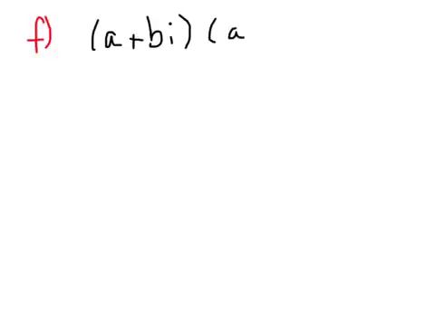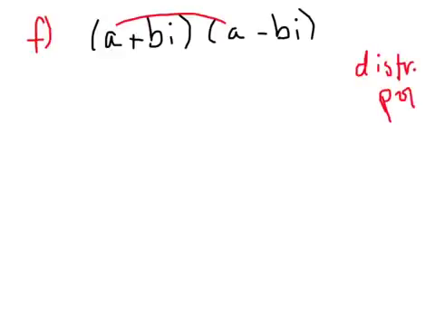Here, if we want to prove it, we're going to have to describe any complex number and its conjugate. So if I have the complex number a plus bi, its conjugate would be a minus bi. Now that's what we're given. Now, what happens when we multiply them? Well, we can do the distributive property. We know that's okay to do.